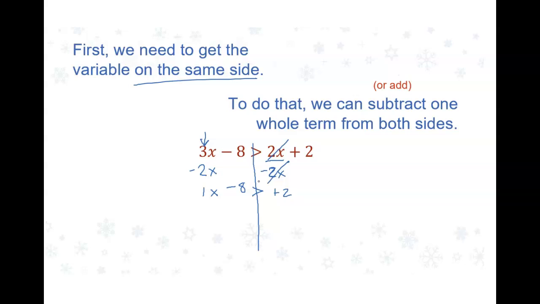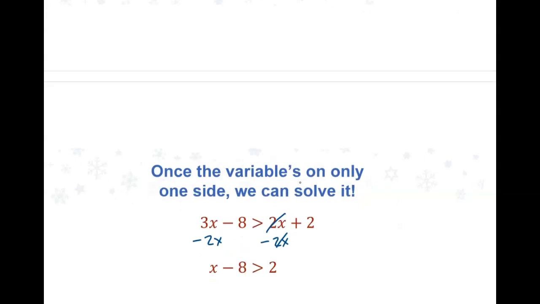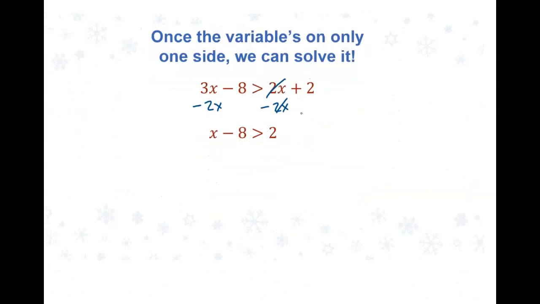In fact, we don't even need that plus, right? We can just say 2. 1x minus 8 is greater than 2. So once we've done that, once we've subtracted that 2x from both sides, we know how to solve something that looks like this, right? We can circle the variable, we can highlight our other terms, and now we know how to solve this. We do the inverse operation on both sides to get rid of that term. These 8's cancel and we get x is greater than 10.